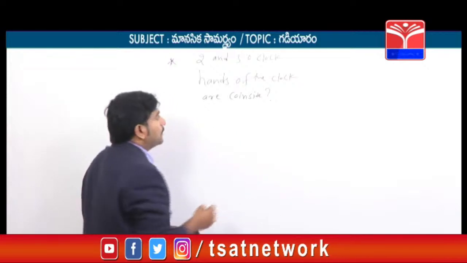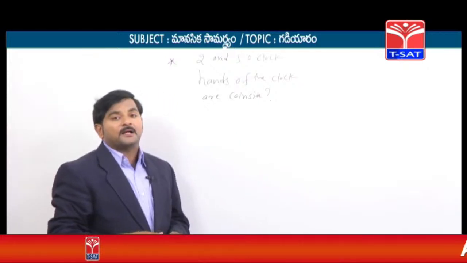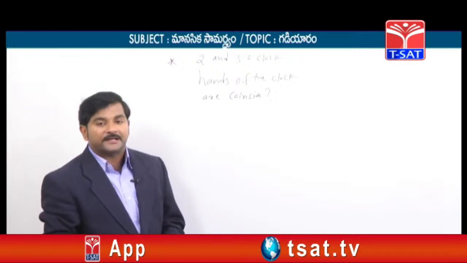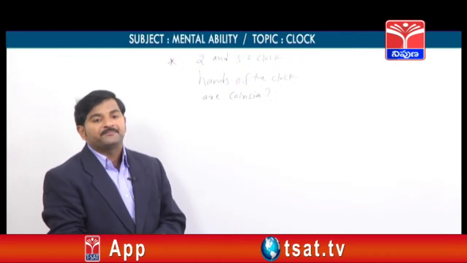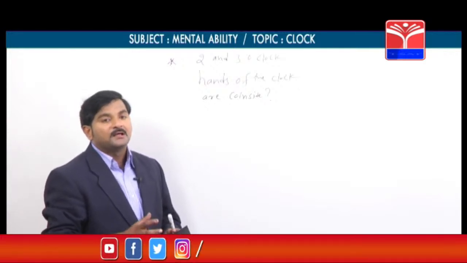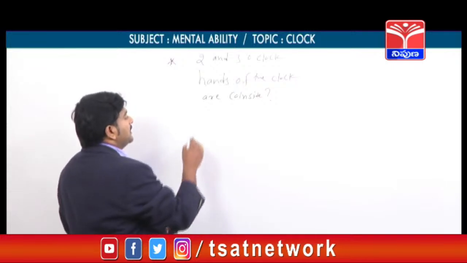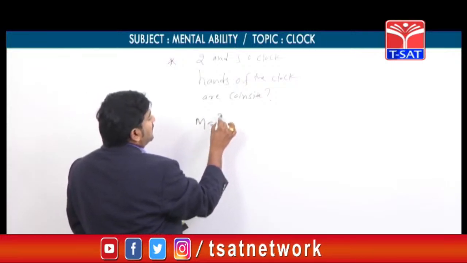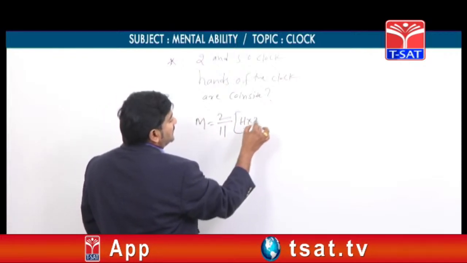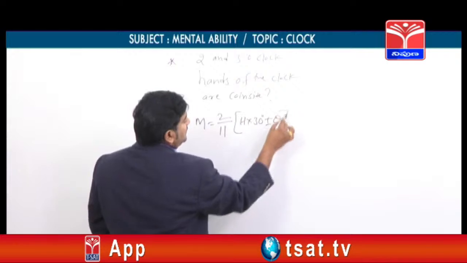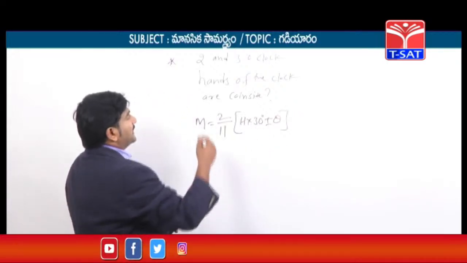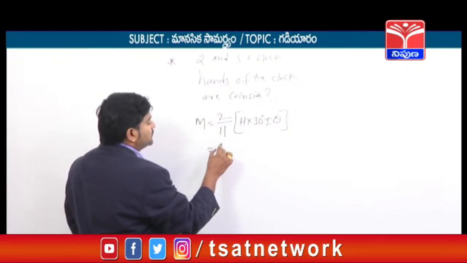So how can we solve this? The question is: at what time between 2 and 3 o'clock do the hands of the clock coincide? The intent of the question is at what time between 2 and 3 o'clock the two hands coincide with each other. So for this we have the formula we wrote earlier. What is that formula? m is equal to 2 by 11 into h into 30 degrees plus or minus theta. By using this formula, we can find out the minutes.